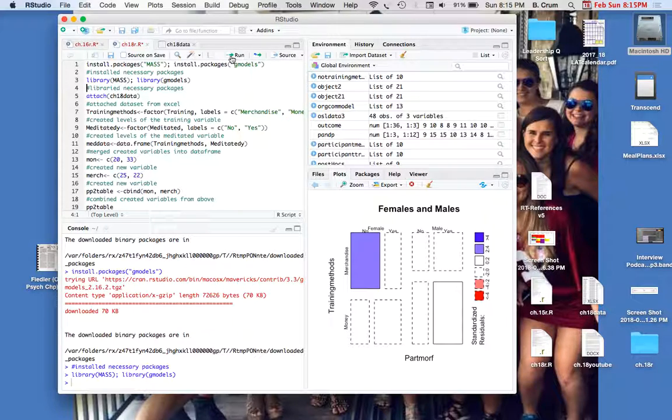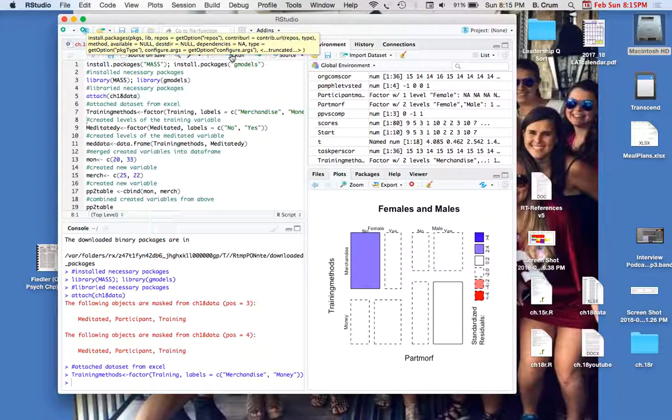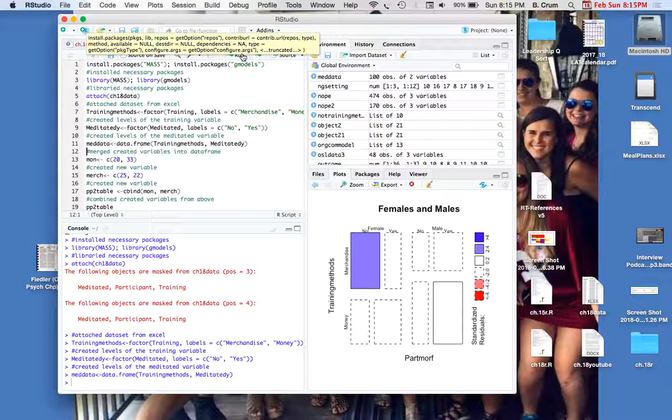Next, I attached my created data set, which I just showed you. And I tell R that training has 2 levels of merchandise and money, and then I tell it that meditation has 2 levels of yes, they were able to, and no, they weren't. And I use the data.frame function right here to create my data set, joining the 2 variables I just created and calling them med data to use for the chi-square analysis.